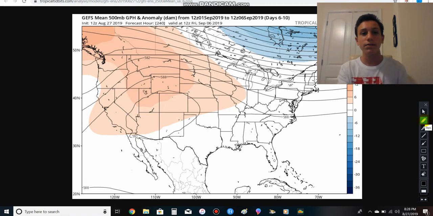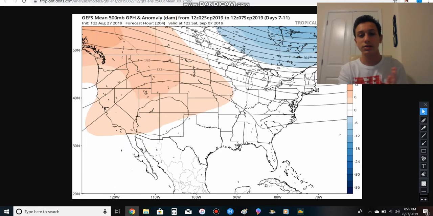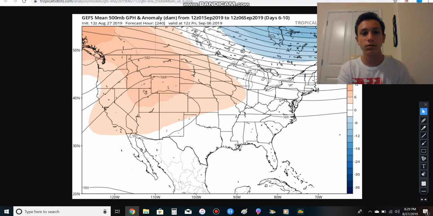So first up here, we have the 500 millibar heights from the GEFS mean. I have two maps. One is September 1st through September 6th, and one is September 2nd through September 7th. So these two maps cover a whole week.